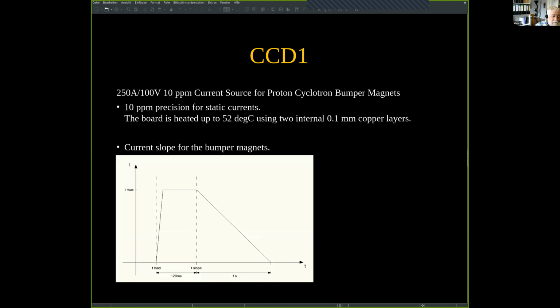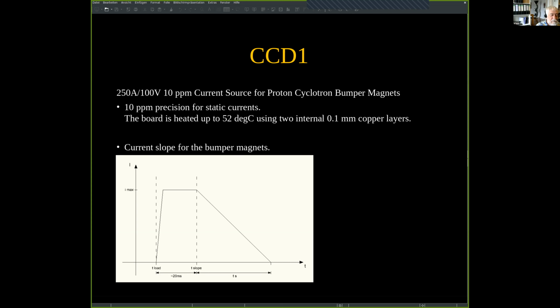The next project is CCD1. I have, again, no idea what the acronym stands for, but basically it is a 250 amp, 100 volt current source for a proton cyclotron in Germany in order to drive the so-called bumper magnets. The bumper magnets are needed in order to refresh the protons in the cyclotron ring about every second. And after every second, the beam has to deviate from its normal course and go through some materials that will create additional protons in the beam.